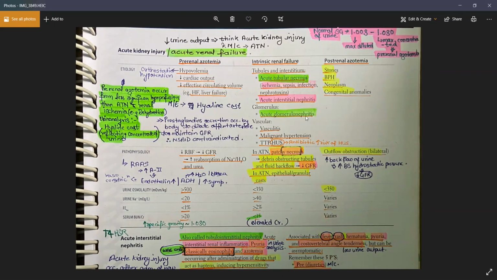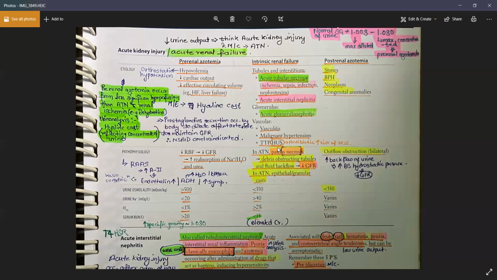Yes. So they can cause kidney failure again. Vasculitis can cause it. Malignant hypertension can damage the renal vessels. It can also do that. The TTP-HUS syndrome. Remember the full form of this disorder?